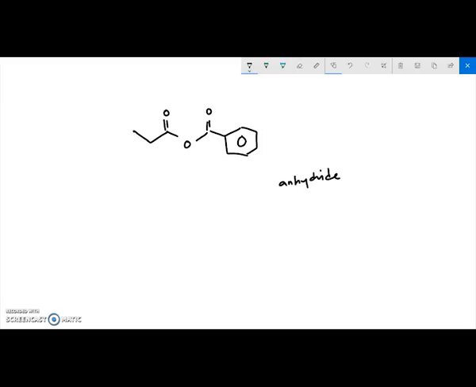This time around, since it is not symmetrical, we're going to mention both sides of the structure. For this side, it has 3 carbon, while the other side, including the C double bond O, will be called benzoic. Therefore, this will become benzoic propanoic anhydride.